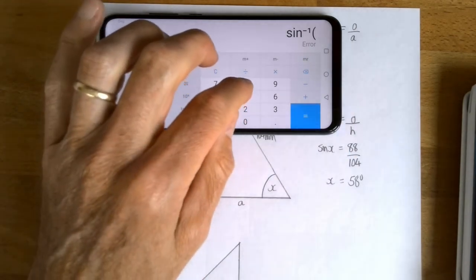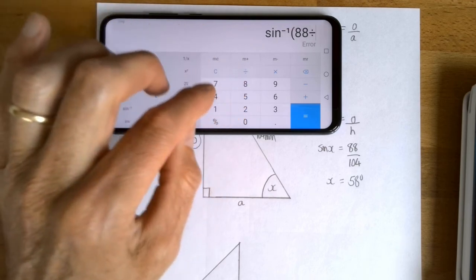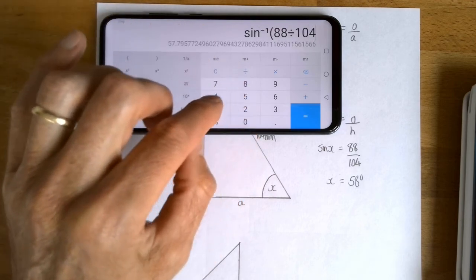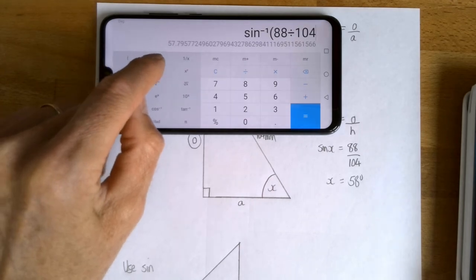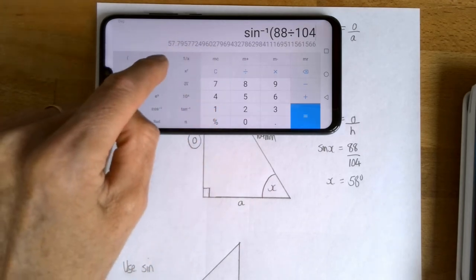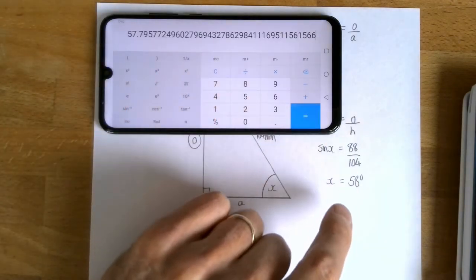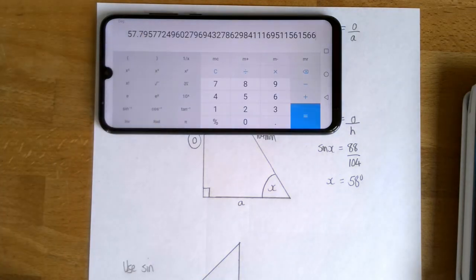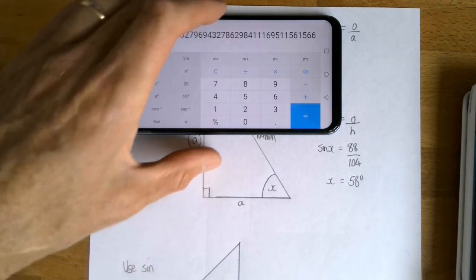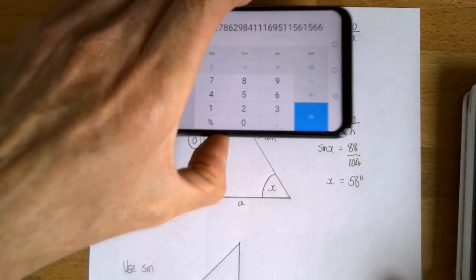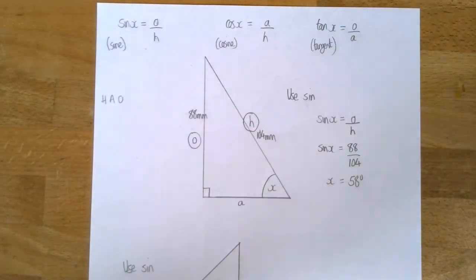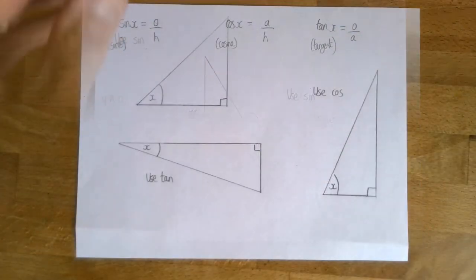So I'm going to do 88 divided by 104. And then I'm going to close the brackets. Actually, it's already given me the answer there, look. And there's the answer. That's the size of the angle. So you should be able to do that regardless of having a scientific calculator or not. Obviously, you can't use your phone in an exam, so scientific calculators are always going to be better.